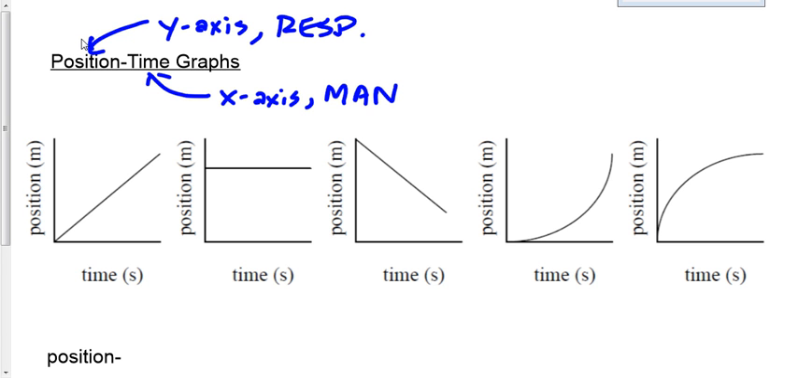Good. Now, I've titled this position dash time graphs. You could title it position versus time. That would be okay as well. Position as a function of time would be okay as well. But position has to be listed first. Time has to be listed second because of where they appear on the graph and what type of variable they are. Now, let's take a look at the particular shapes here.